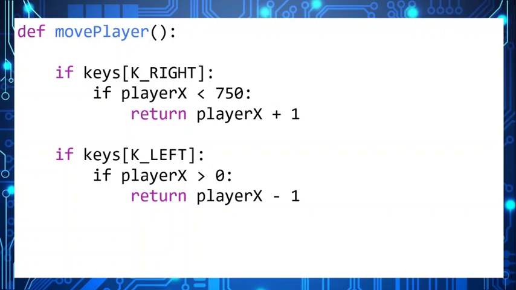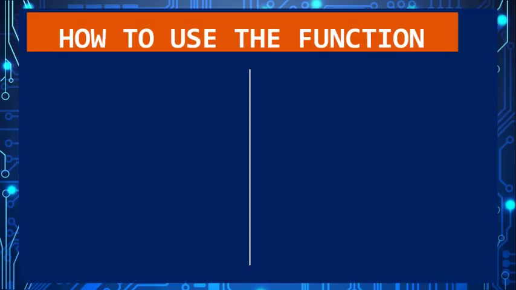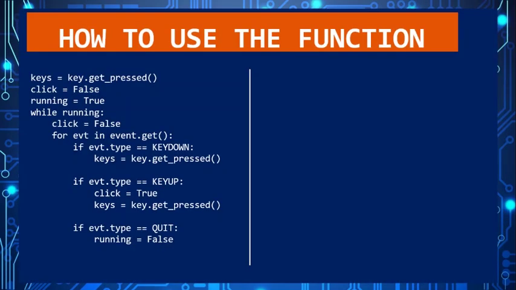And because stuff is always measured from the top left corner in computers, we need to leave that 50 pixels of space. Then we check to see if the left key is being pressed down. If it is, we need to make sure that the player isn't already all the way against the left side wall. That's why we check to see if the player's X value is still greater than 0. If neither one of those keys is being pressed down, then we just return the player's X value with no changes. Let's look at how we use this function.